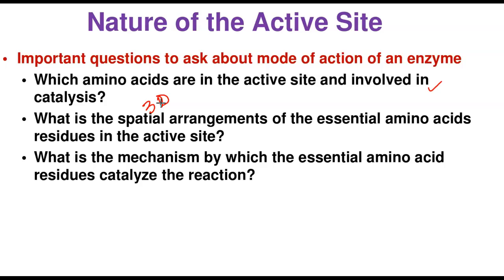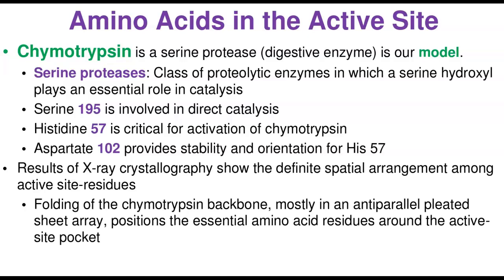And finally, what are the mechanisms? What are the chemical mechanisms involved when these amino acids initiate catalysis? We intend to answer these three questions in this chapter, and we're going to conclude by looking at a few of those enzyme helpers. Remember, we said these enzyme helpers are called coenzymes, and let's take it off from there. So, what are the amino acids in the active site?